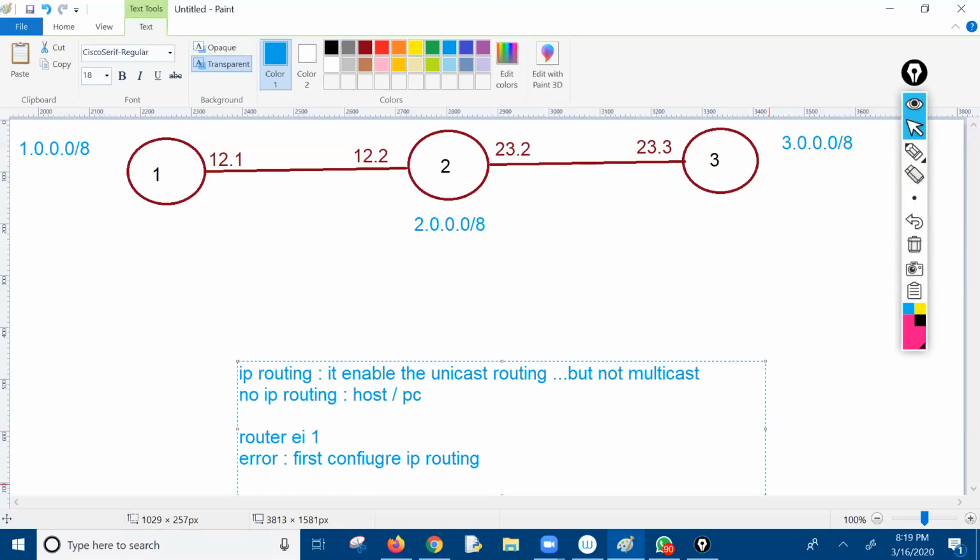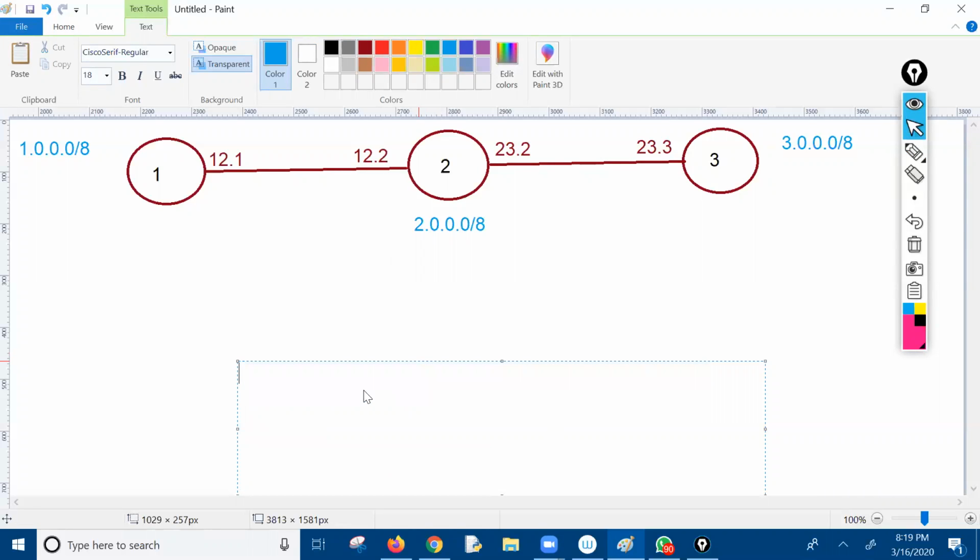Okay, so now I'll take an example. What's happening? Let me copy this thing.